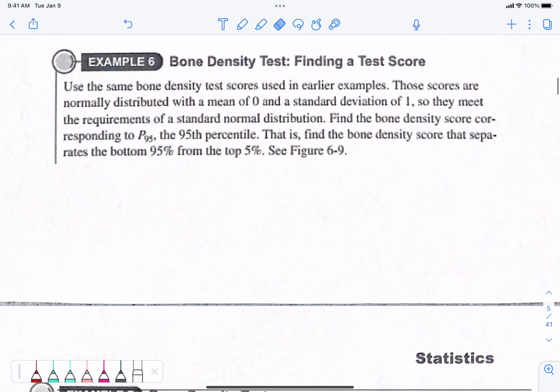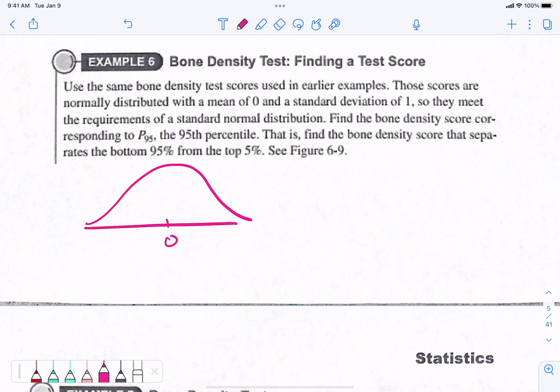Okay, here we go. I'm going to draw my bell curve so that I can see what they're asking for. 0 goes here in the middle. Now, they are saying with a mean of 0 and a standard deviation of 1, so a standard normal bell curve, they want me to find the 95th percentile, which means that 95% of the people are below you. Where do you live according to this chart? Way up here. This is where you live, right?